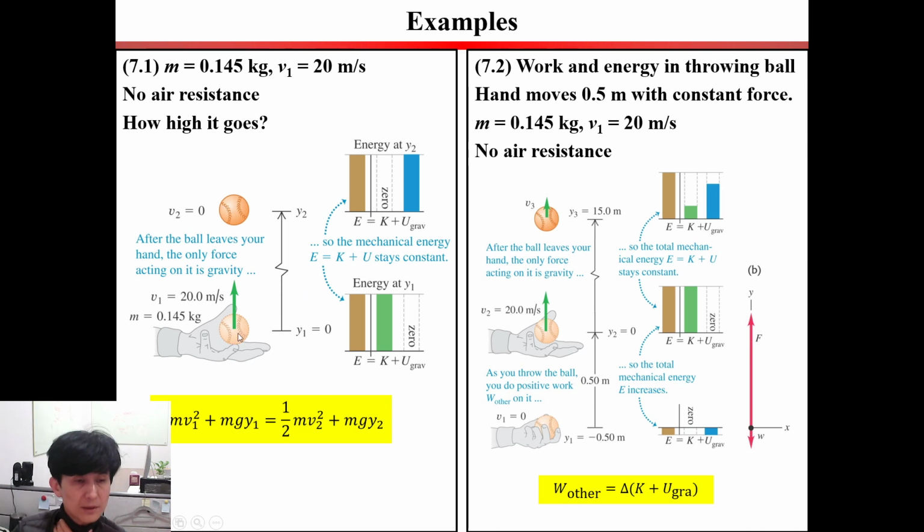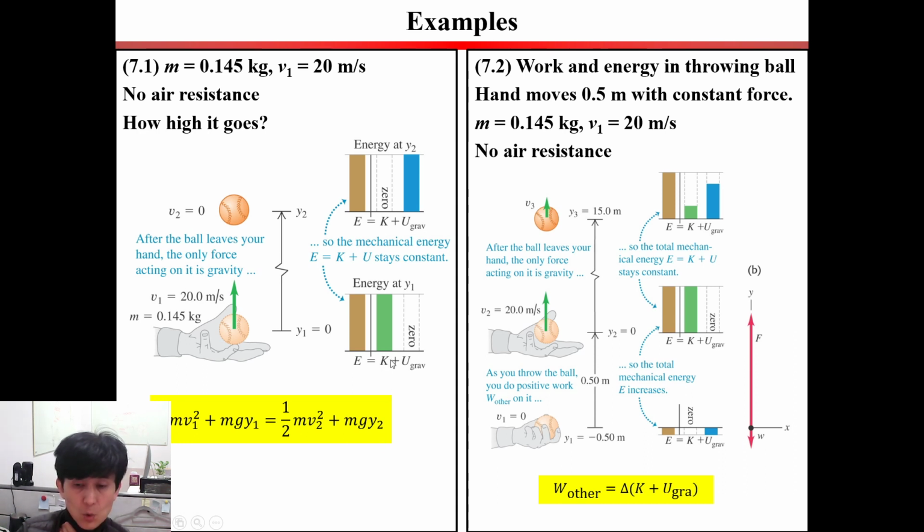This is the case when we throw a ball by ourselves with an initial speed V1 equal to 20 meters per second upward. If we throw the ball upward, we can calculate the peak position simply by using energy conservation, where the kinetic energy plus the potential energy for the initial condition 1 should be equal to the total energy at condition 2.